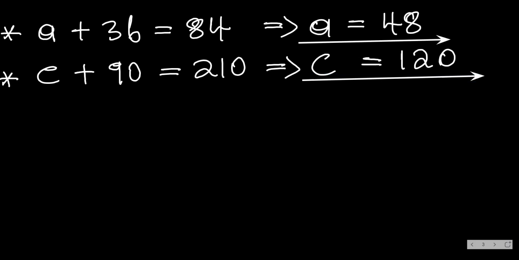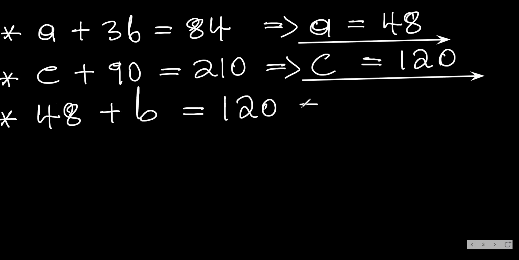So now you know what is A, you also know what is C. Then it's now easy to find B. So if you take A and you add it to B, this will give you C, which means the value of B must be 120 minus 48. And this will give you 72.